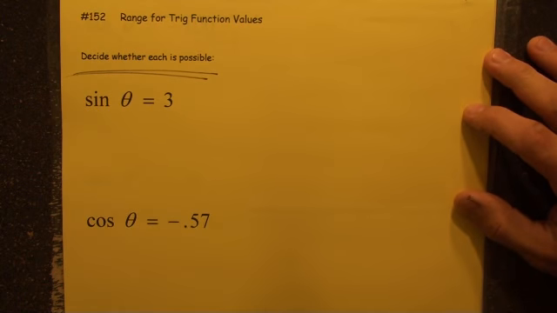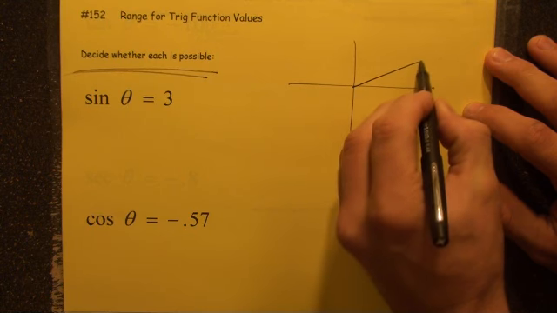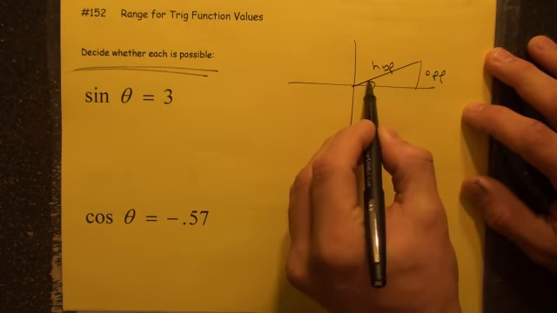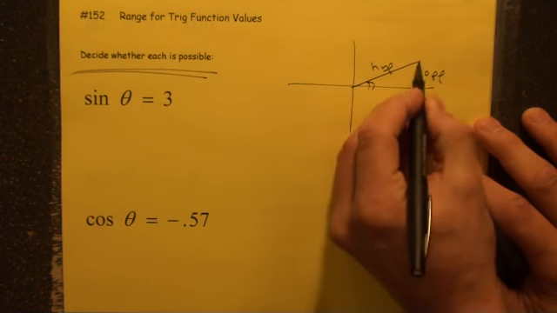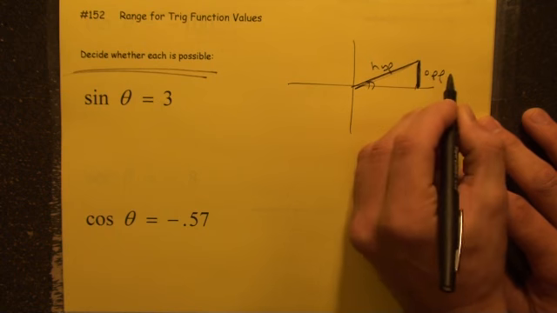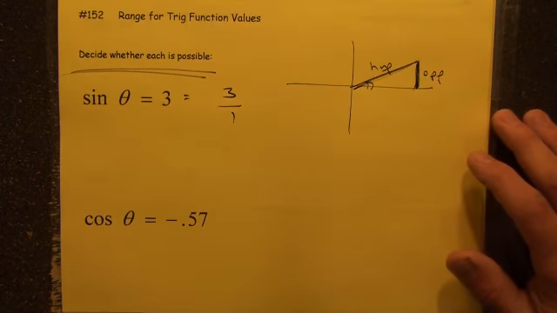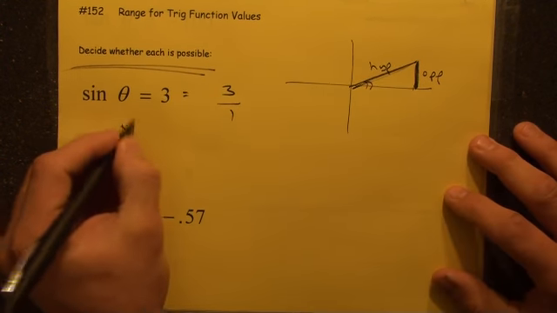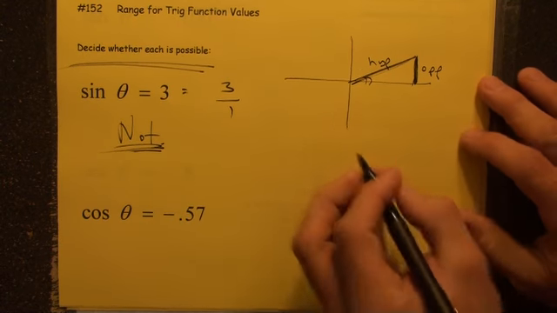Well, remember, what is sine? Sine is the opposite over the hypotenuse. Does this make sense? Can the opposite be 3 times the size of the hypotenuse? I think we all understand that the answer to that question is no. This is definitely not possible.